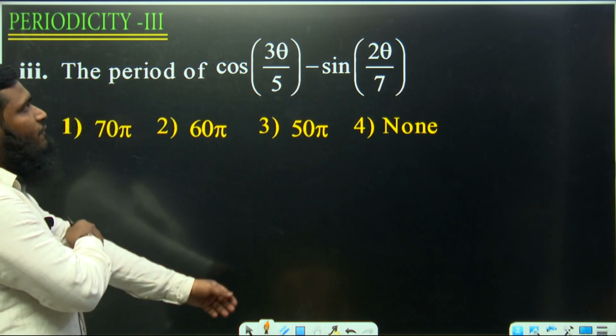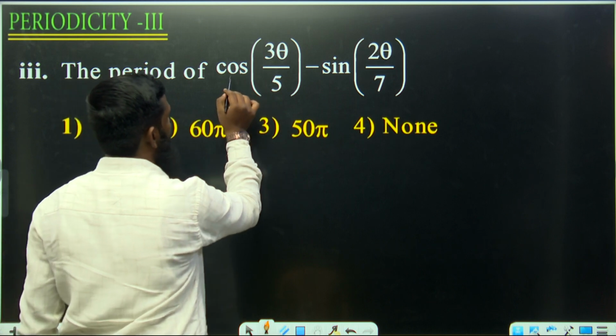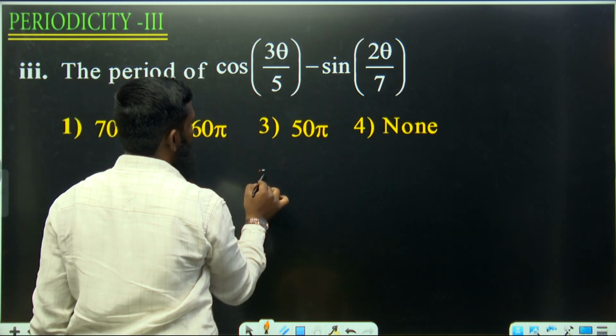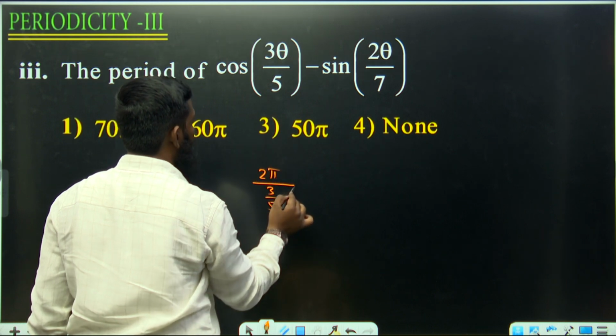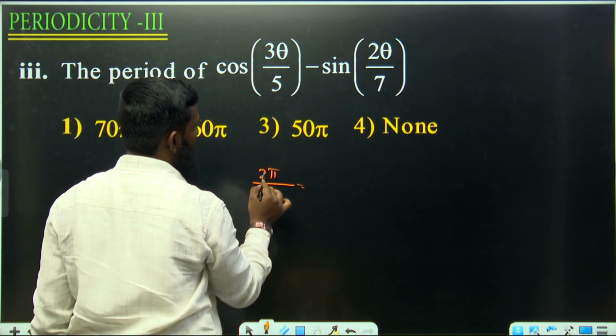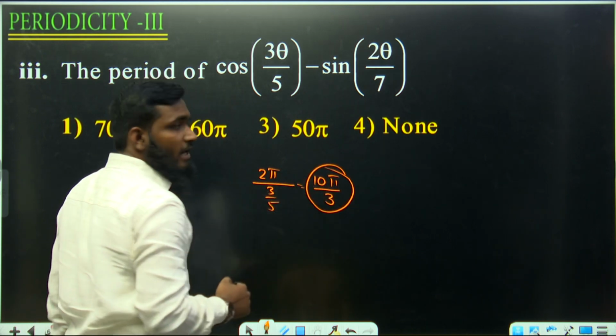Now the period of cos of 3 theta by 5 minus sin 2 theta by 7. Okay, for this let us take this part. What is the T value for cos? 2 pi divided by, what is the A value? 3 by 5. 5 we are sending to the numerator, 5 twos are 10. 10 pi divided by 3. Okay, this is one value we are having.